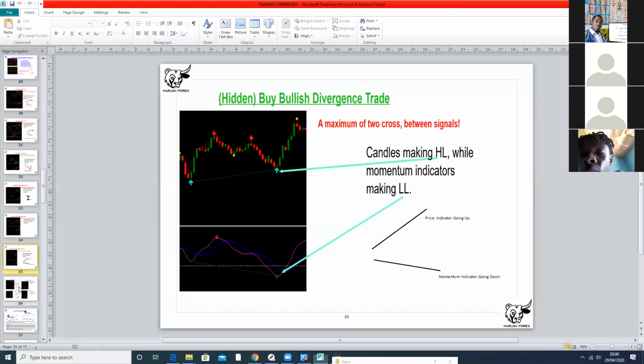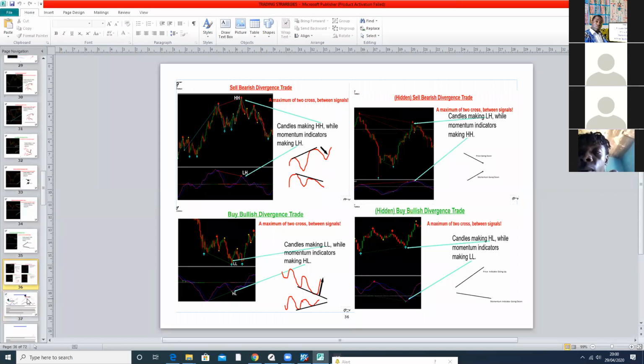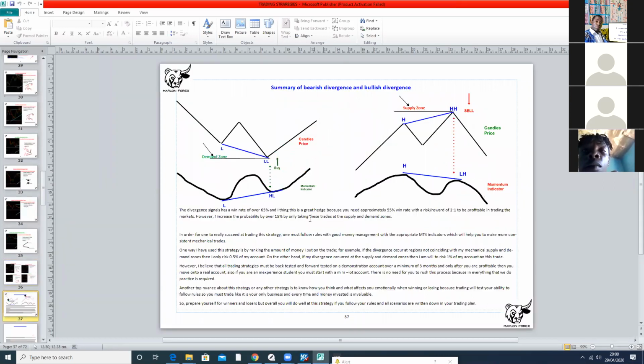And then what I did was I did a summary there, okay? And I put, this is the normal divergence. This is the hidden divergence, okay? And then I did a quick summary here where I just write about it. And I said, okay, write that the divergent signal has a win rate of over 65%. And I think this is a great hedge because you need approximately 55% win rate at a risk reward of 2 to 1, okay, to be profitable in the market.